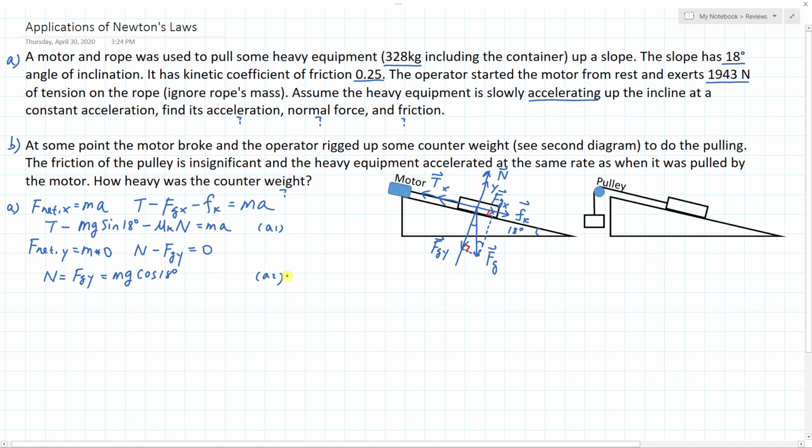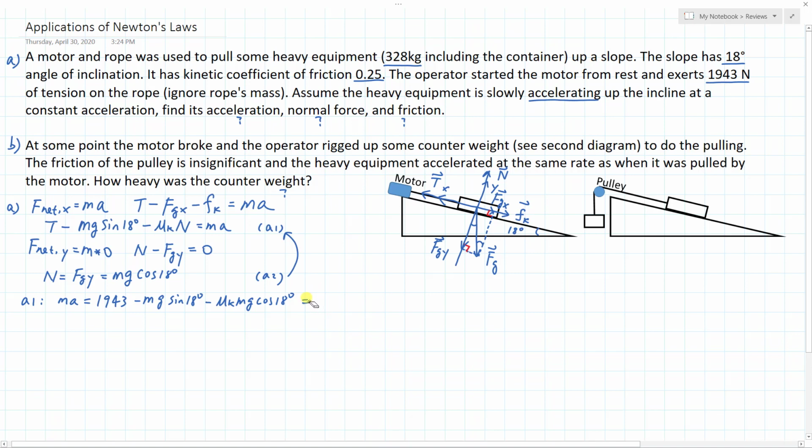We actually take A2 and we try to plug it into A1. Right, so now we have A1. We swap the left and right side because we're interested in solving for a here. So ma equals T, which has a value of 1943, minus mg sine 18 degrees, minus mu k. I only partially plugged in the numbers. The normal force is this whole thing, mg cosine 18 degrees.